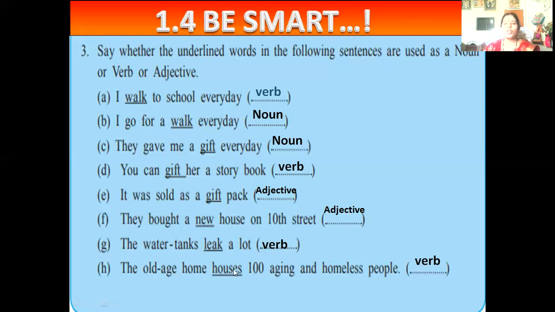It is used as a verb. So this is the activity. You have to identify whether the underlined word in the following sentences is used as a noun, a verb, or an adjective.